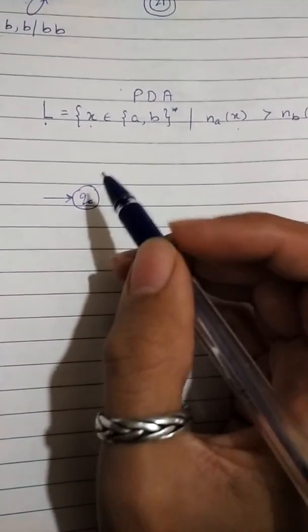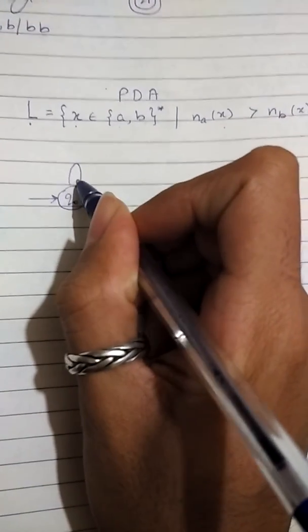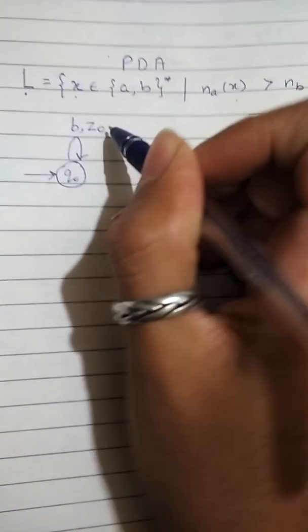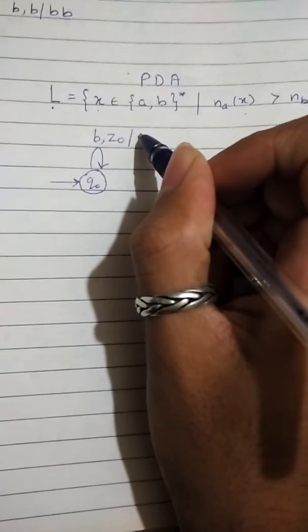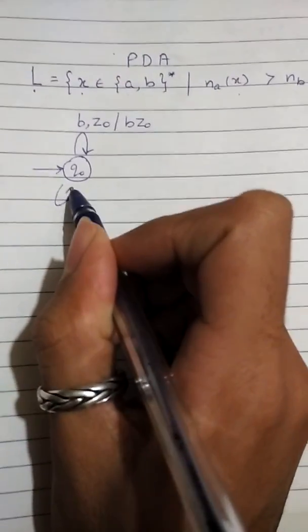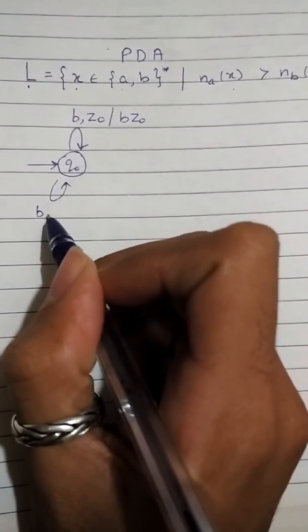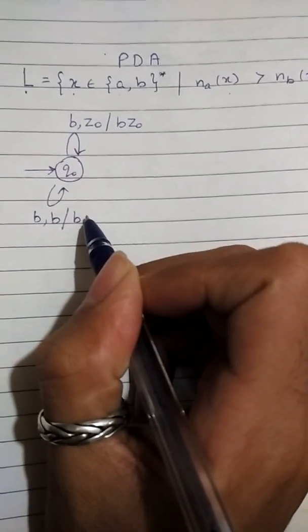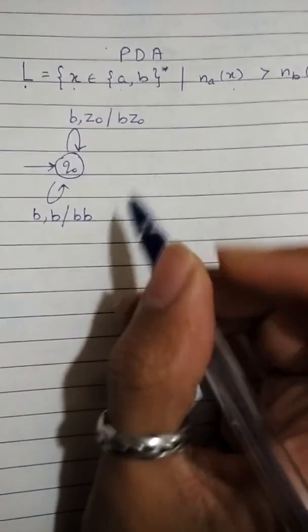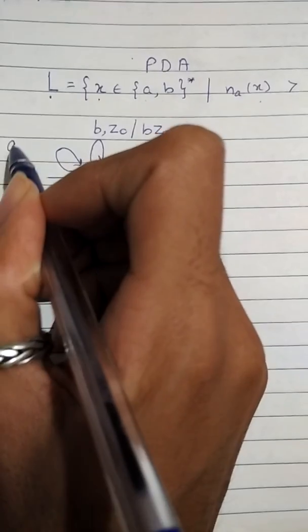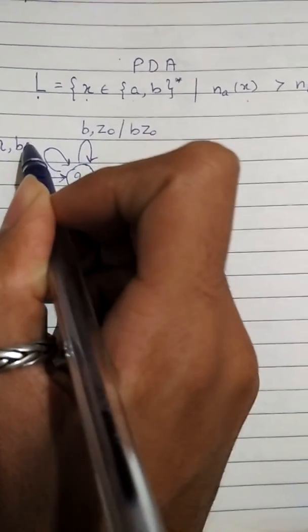Now we'll define the transitions. If we get a b and the stack top is initially Z0, we'll replace it with bZ0. Now if once again we get a b, that is, the input symbol is b and the stack top is now b, we'll replace it with bb. Here if we get an a and the stack top is b, we'll replace it with null.